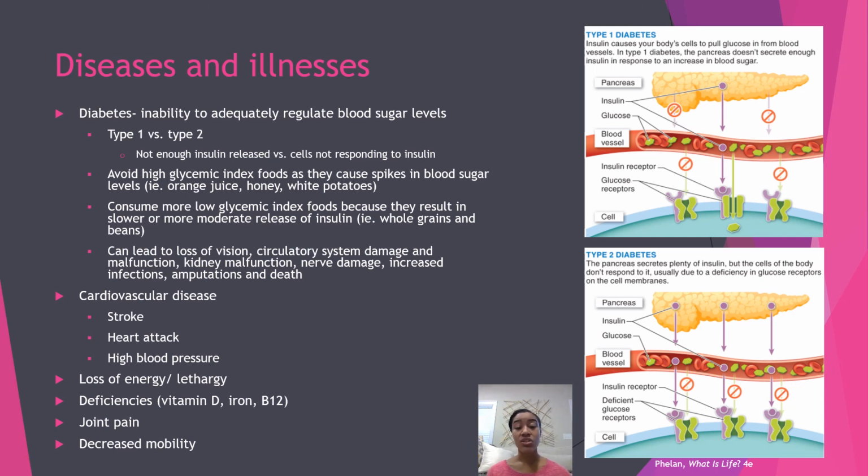And then it can also lead to deficiencies if you don't have a varied diet. So we talked about vitamin D, iron, and B12, which are all major deficiencies that we see in the US particularly. You want to make sure that you're getting a varied diet so you get all the nutrients that you need.